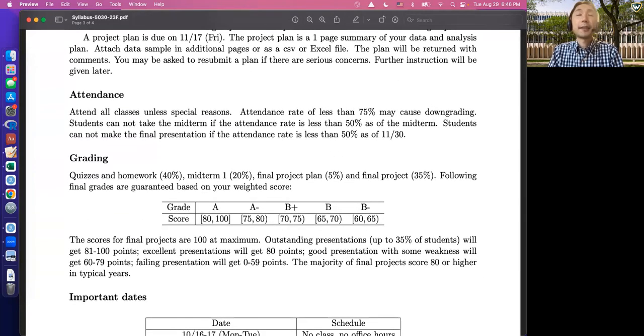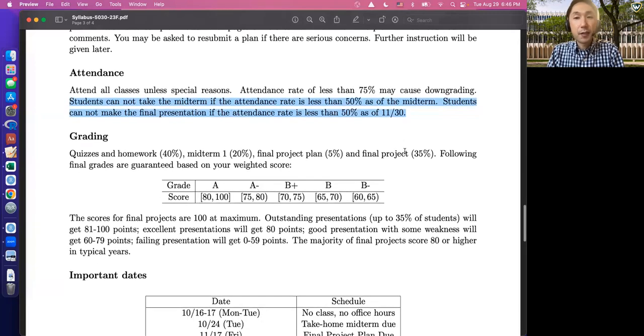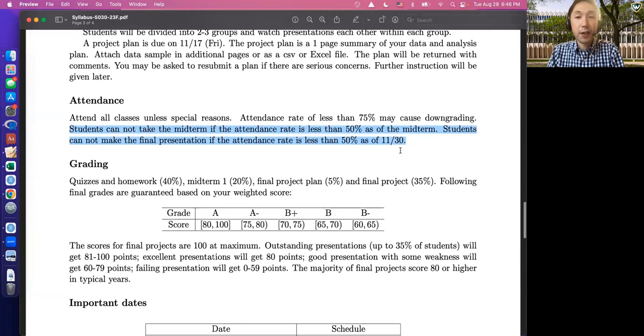And attendance, I will ask you to attend all lectures because this is a 5,000-level and mostly elective class. Maybe it's required for your major, but you chose that major because you're interested in it. So attend all classes. If your attendance rate is less than 50% as of midterm, you cannot take the midterm, and if attendance is less than 50% before November 30th, then you cannot make the final presentation. Usually you don't have to worry too much about this.